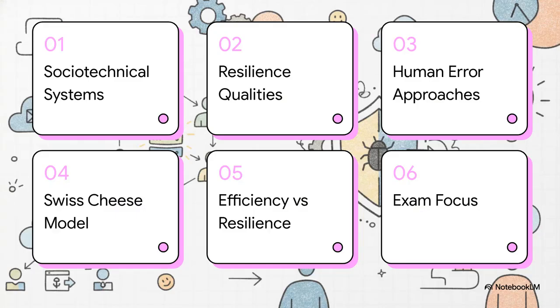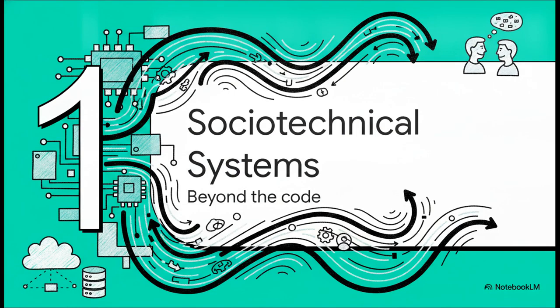All right, here's our game plan for today. We're going to cover sociotechnical systems, characteristics of resilience, approaches to human error, the Swiss cheese model, optimization versus resilience, and we'll wrap up with a solid exam focus. Let's jump right in. Section 1.